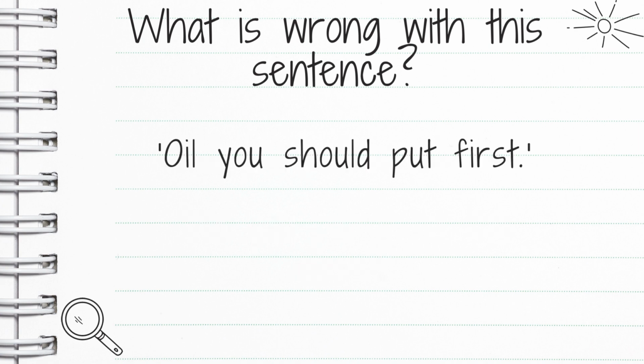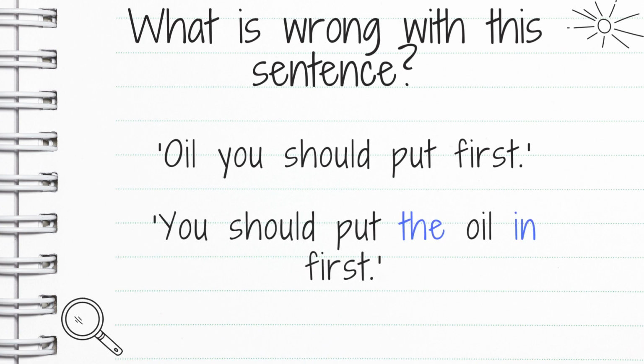What about this sentence? Oil you should put first. So we're obviously talking about oil and cooking, okay? Oil you should put first. How can this sentence flow better and make more sense in English? You should put the oil in first. Okay, you should put the oil in the pan first.